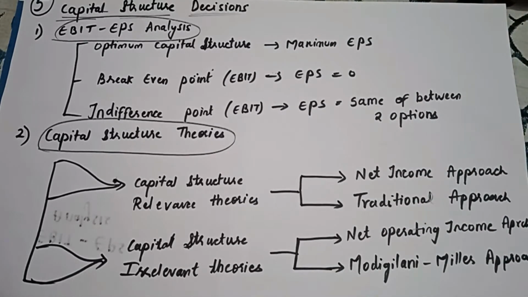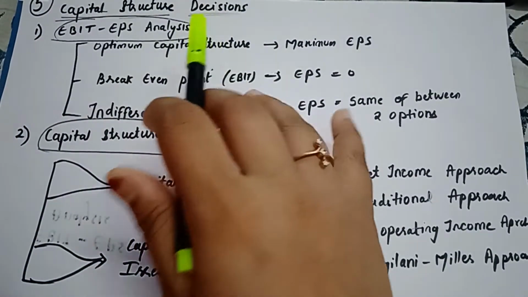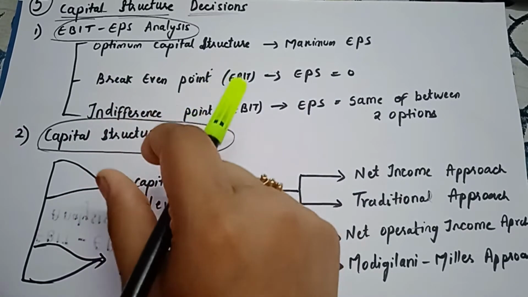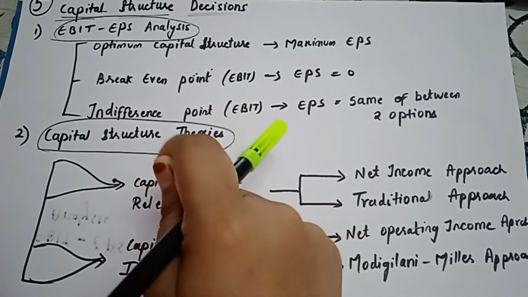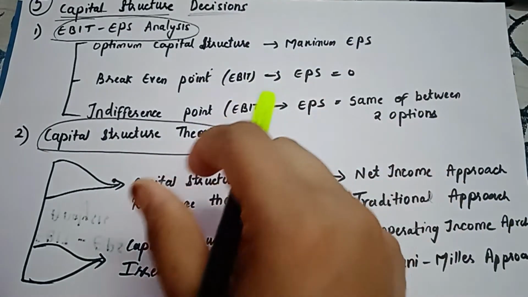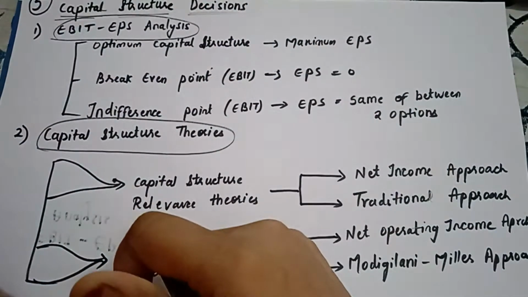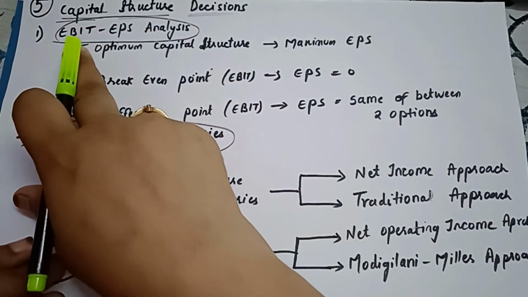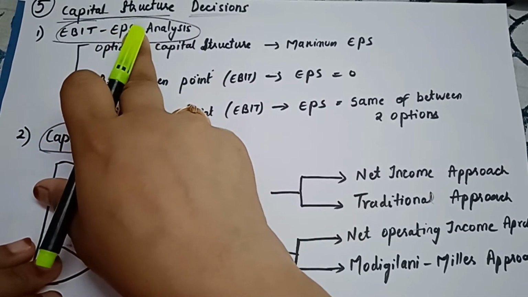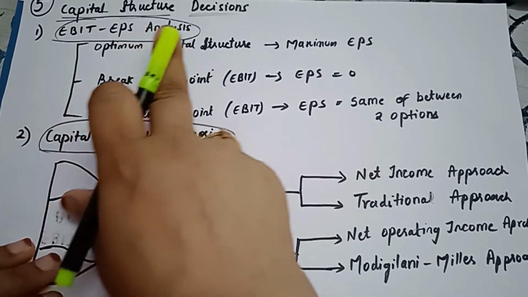Okay, let's start with EBIT-EPS analysis. What is it? To decide the capital base, to decide the capital structure of the funds that we are getting into the company, we need to do an EBIT and EPS analysis. What is EBIT-EPS analysis? EBIT is earnings before interest and tax. EPS is earnings per share. Okay, we start from EBIT and we end up at EPS.